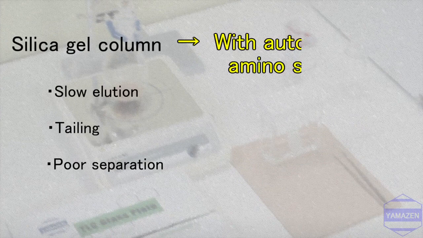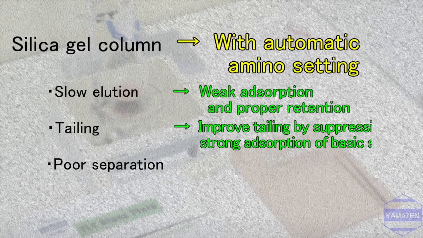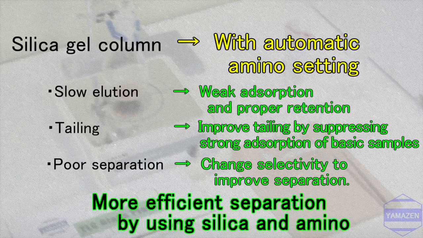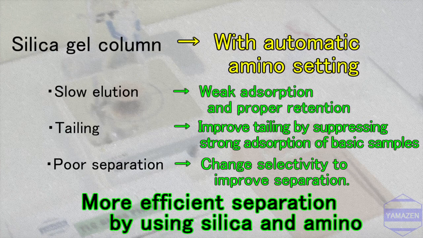As you can see, using an amino column and YAMAZEN's amino automatic method can improve elution position and reduce tailing, thereby improving separation. By employing both silica gel and amino columns when necessary, more efficient separations can be achieved.